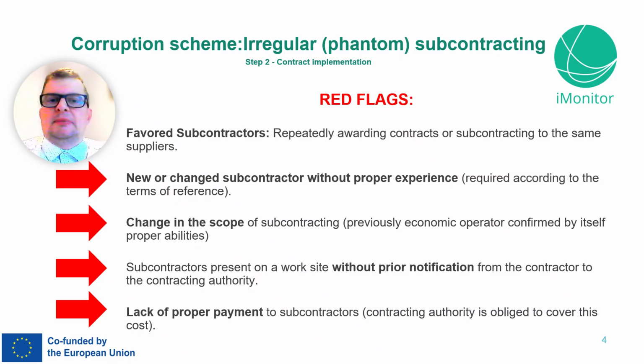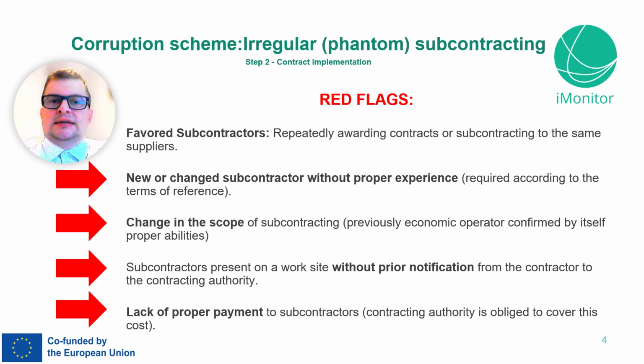Lack of proper payment to subcontractors. If subcontractors aren't being paid properly, even though the contracting authority is obliged to cover those costs, it signals possible diversion of funds. This can hide kickbacks, inflated invoices, or simply exploitation of smaller firms.